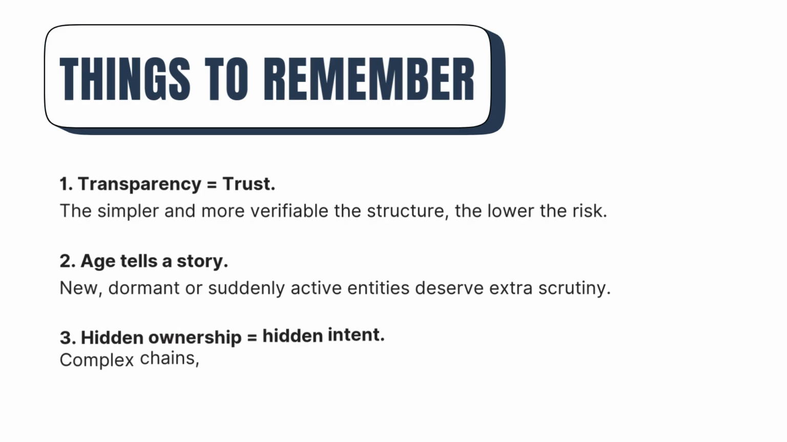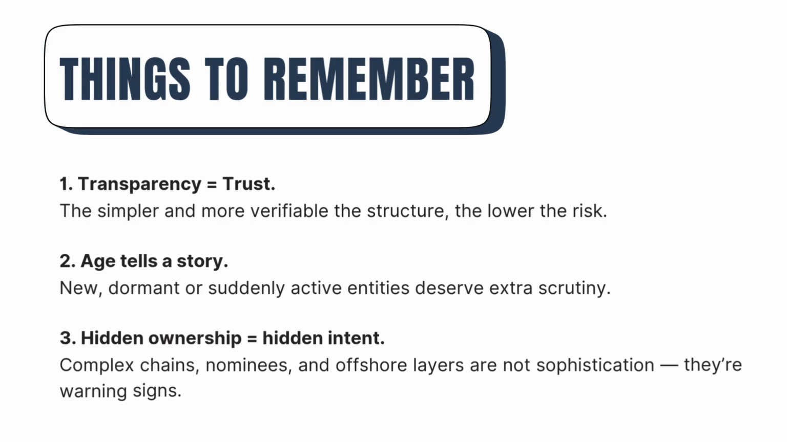Hidden ownership equals hidden intent. Complex chains, nominees, and offshore layers are not sophistication, they're warning signs. When real control is buried under multiple jurisdictions, it's rarely for efficiency, it's to keep investigators guessing. Entity risk isn't just about collecting documents, it's about understanding why the company is structured the way it is.